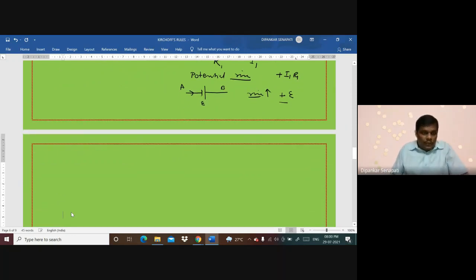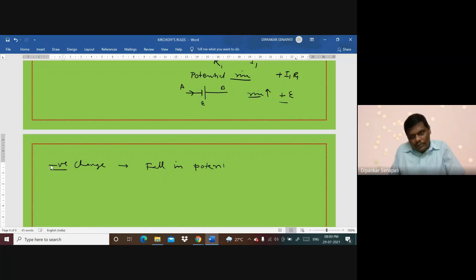Now, fall in potential, or negative sign. What negative sign? To whom will you assign the negative sign? Very simple. What is negative change? Negative change is a fall in potential, decrease, potential drop, drop of potential. Okay, very simple. Just if we reverse the direction of current, we can understand this.